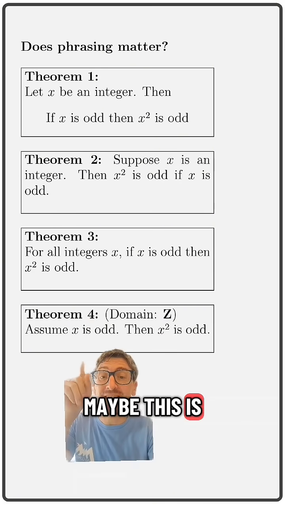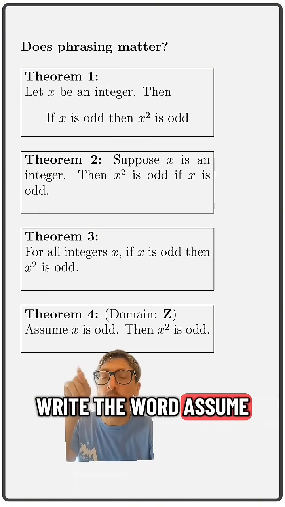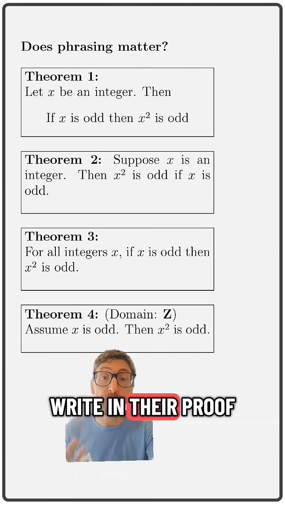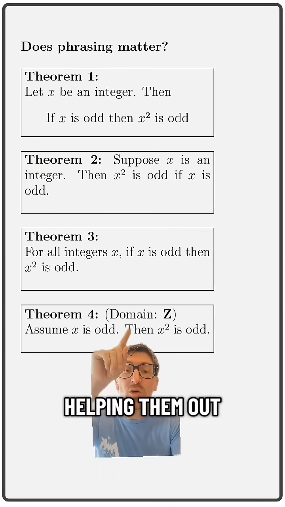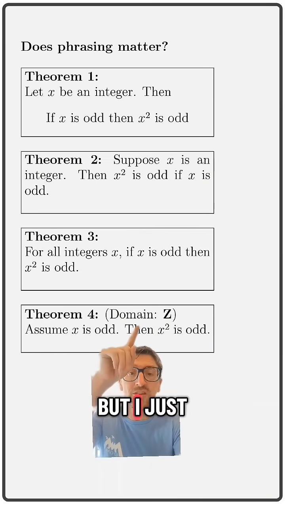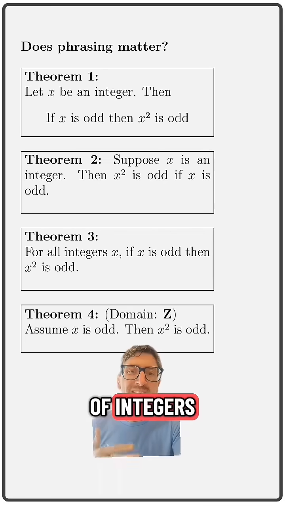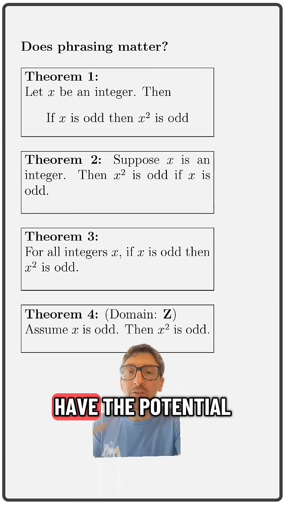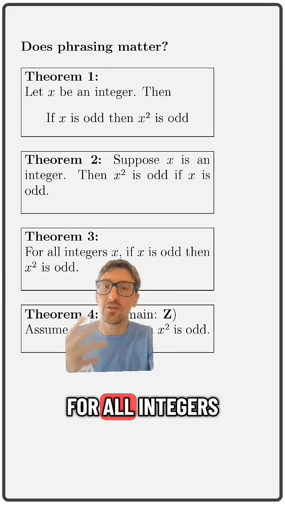And then finally, maybe this is the easiest version where we actually write the word assume, which is maybe what we want the students to write in their proof. This is really helping them out. Notice I didn't even use the word integer in the statement, but I just have this global domain of integers so that maybe the students don't have the potential to write something like for all integers x.